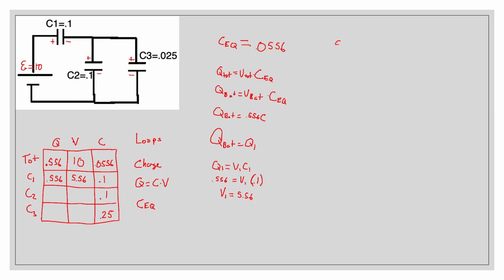So EMF minus 0 is going to equal EMF, the voltage of the battery, it's called EMF, the voltage of the battery, minus V1 minus V2 is equal to 0. Well, I can plug in here, so that's going to be 10 minus 5.56 minus V2. V2 is going to equal 4.44.